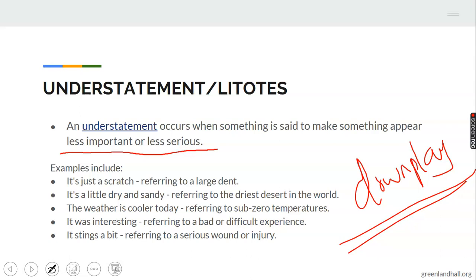The weather is colder today. Imagine you live in Austria, the coldest part of the world, and what it tells you is, the weather is cooler today, man. It's cooler indeed. Then, it was interesting. When you're trying to cover up a bad experience, like you don't want to say it the real way it is, you want to downplay some part of it. You say it was interesting. It stings a bit. Imagine a serious wound, maybe from football. Mommy, don't worry, it's not painful. It just stings a bit. You're trying to say something very serious in a mild way.